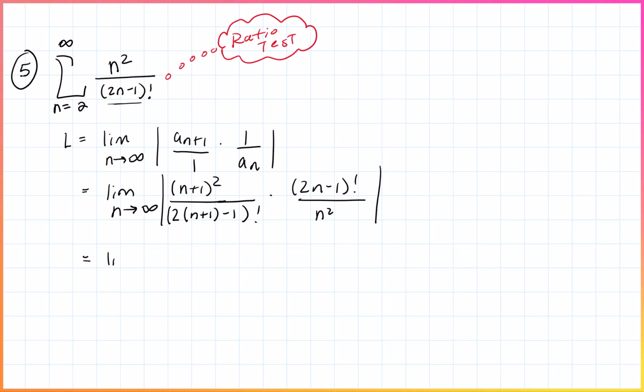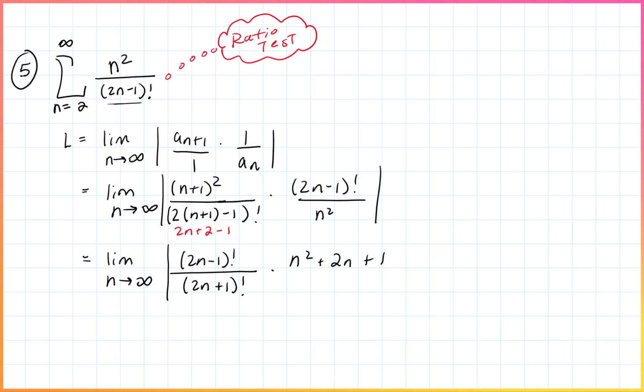I like to group my factorials together and my other terms together. So we end up with 2n minus 1 factorial on top. And on the bottom, when we expand this, we get 2n plus 2 minus 1, so the bottom is going to be 2n plus 1 factorial. And over here, we've got n squared plus 2n plus 1, all divided by n squared. So we'll expand that out at the same time.